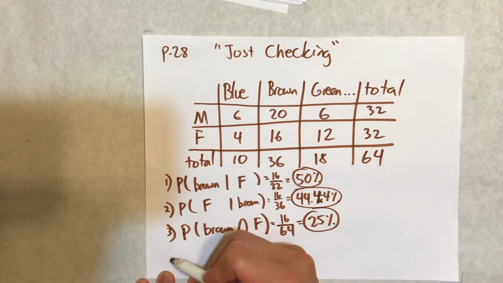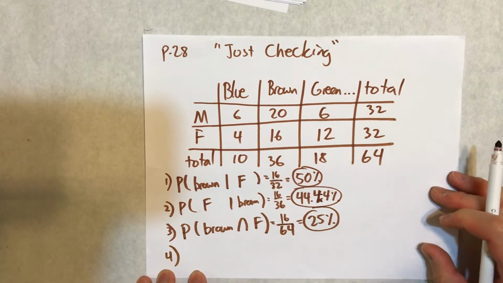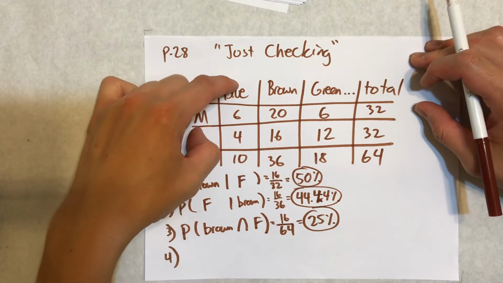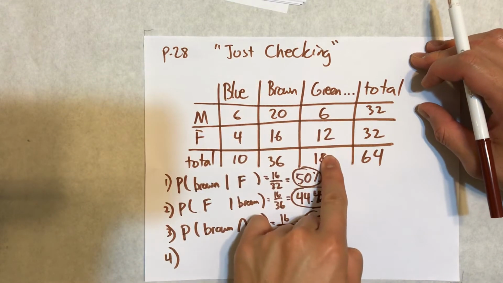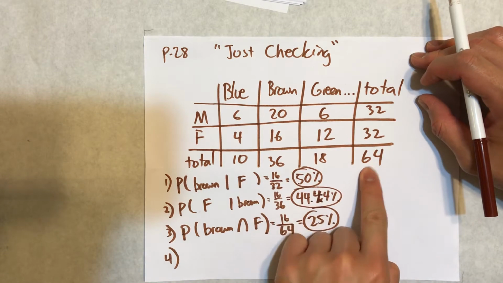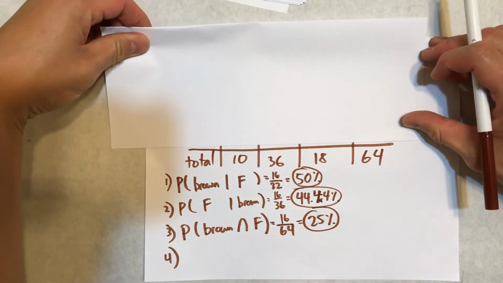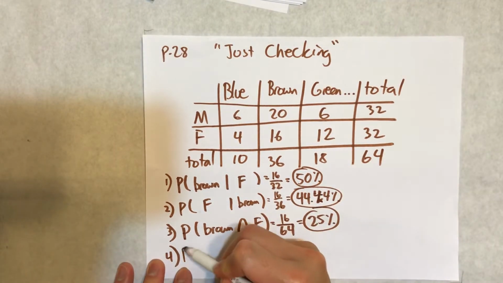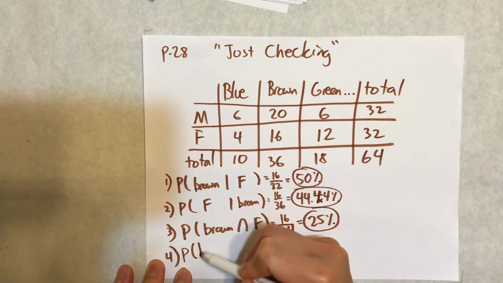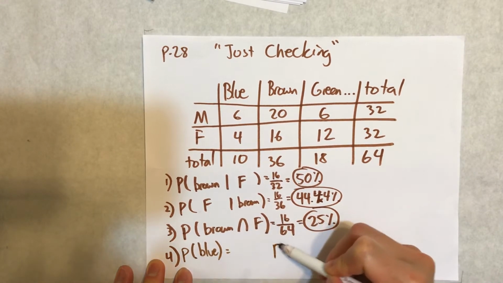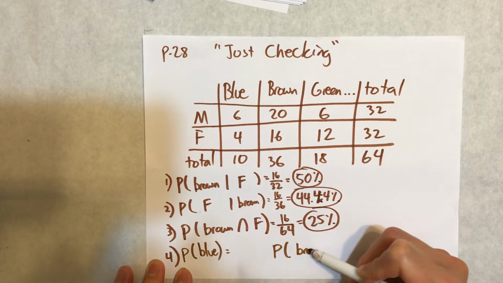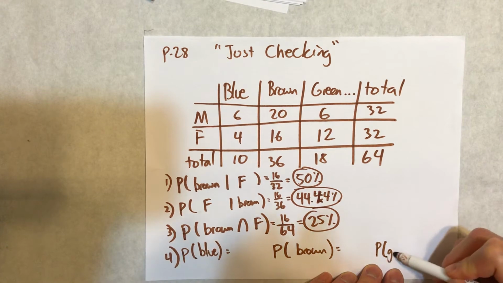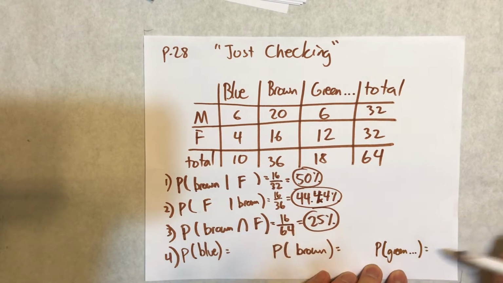All right. So number 4 is the distribution of eye color. We're looking at the total of blues, the total of browns, the total of greens compared to the total. So you're going to cover up everything here and just focus on the total row. So the probability of blue, the probability of brown, and the probability of green, hazel, and other. Okay?